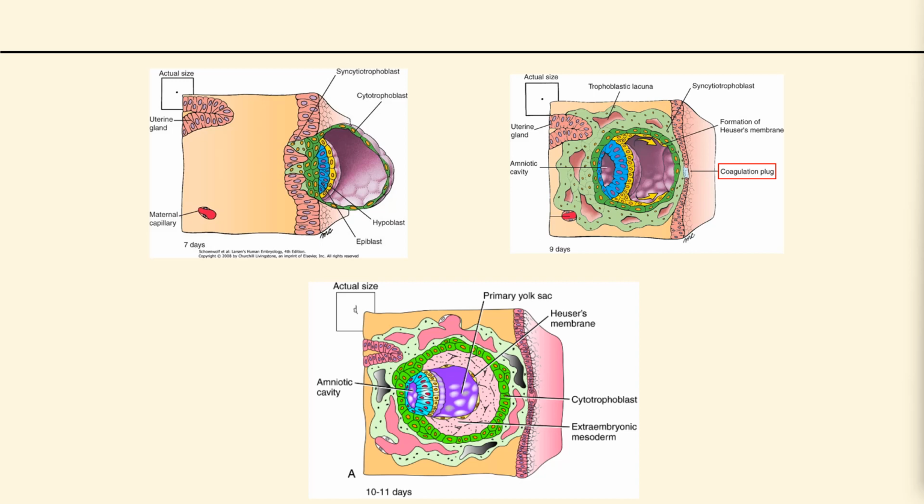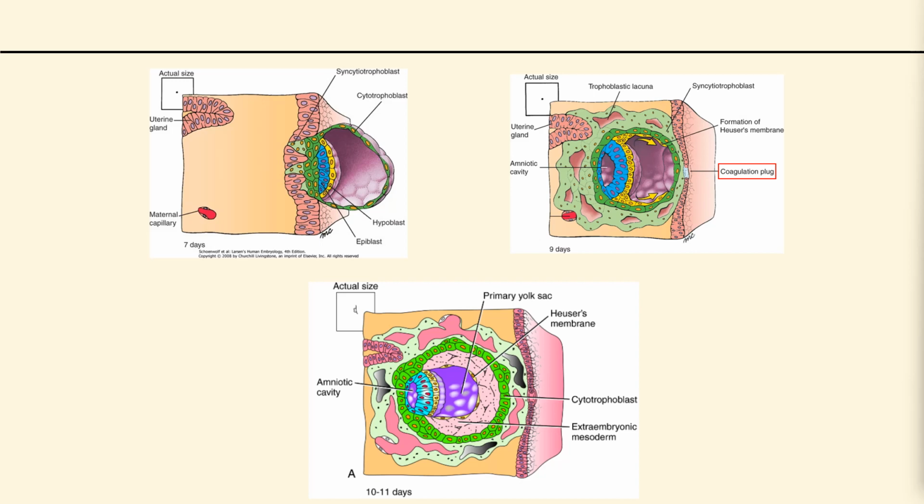If we have a look at day 9, we can see that we are fully implanted. The blastocyst has made its way entirely into the endometrium and has formed a little scab on the cavity surface. This is known as a fibrin or coagulation plug.